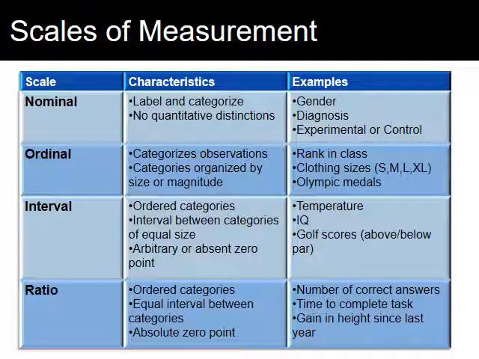That we don't know. Rank in class would be another example. Someone's ranked number 1. Someone's ranked number 2. Someone's ranked number 3. What is the distance between 1 and 2, 2 and 3, 3 and 4? We don't know that. We just know the order in which they're ranked. Another example would be clothing sizes.